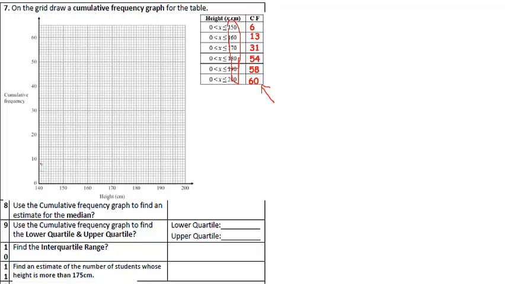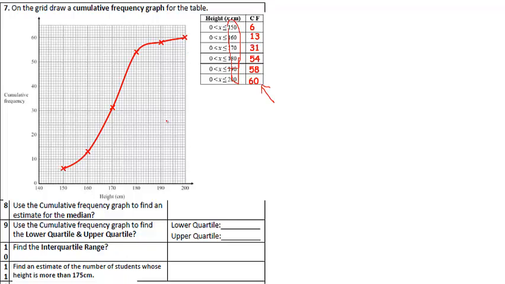Paying close attention to the scale here, you realize that every tiny square stands for 1. So that there is my first marker, 160 goes up to 13. 170 goes up to 31, which is there. 180 goes up to 54, which is there. And finally, 190 goes up to 58, which is there. And finally, 200 goes up to 60.